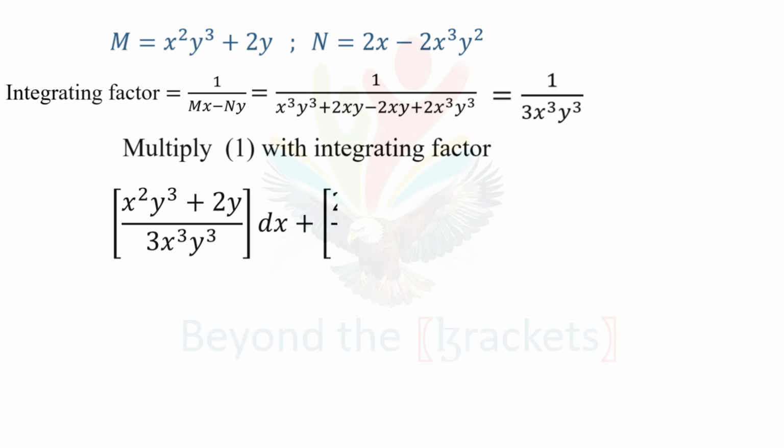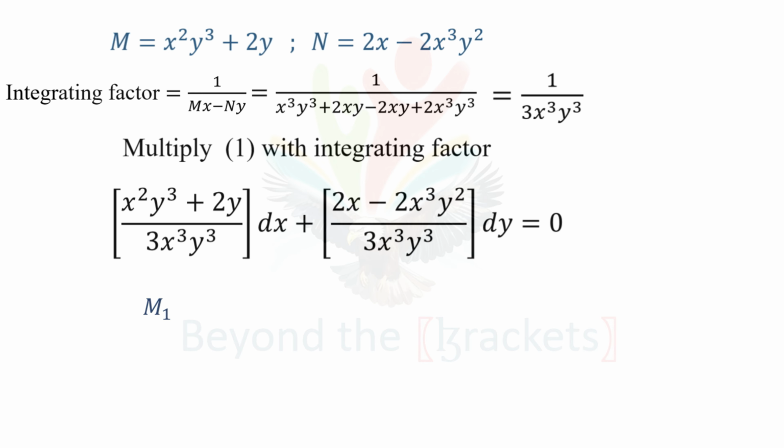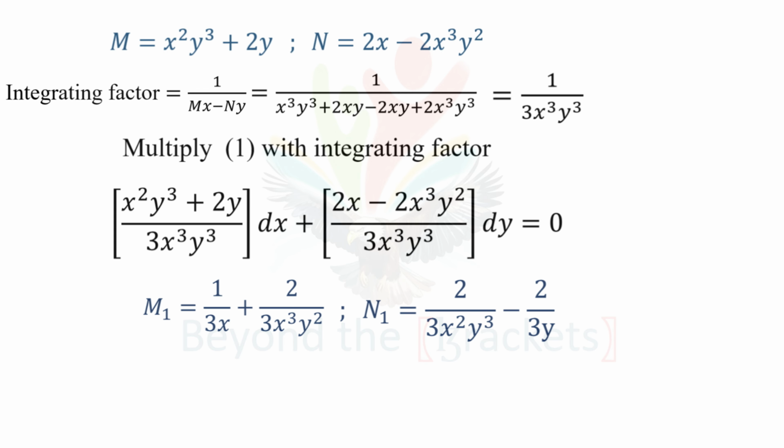After multiplying the original equation by the integrating factor, the new coefficients become m1 is equal to 1 by 3x plus 2 by 3 x cube y square, n1 is equal to 2 by 3 x square y cube minus 2 by 3y. This new equation will now be exact.